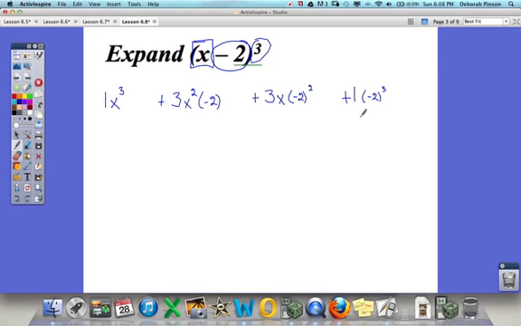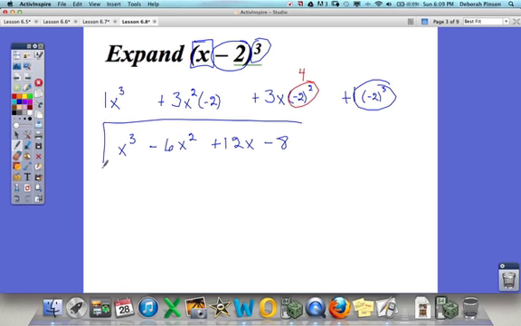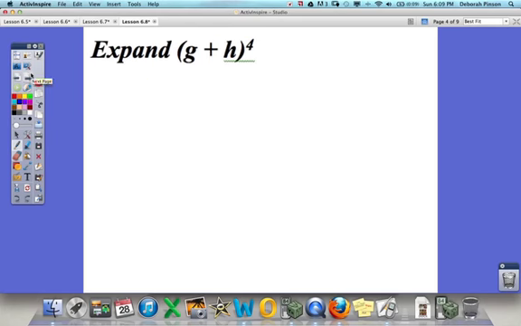Then simplify down and see what you have. So negative 6x squared. So this is 4 times the 3 is 12. And here I'll have negative 8. So that's what I would get if I multiplied that thing, x minus 2 times x minus 2 times x minus 2. Okay, let's do one more, and then I want us to talk about another way to get these coefficients other than Pascal's triangle.